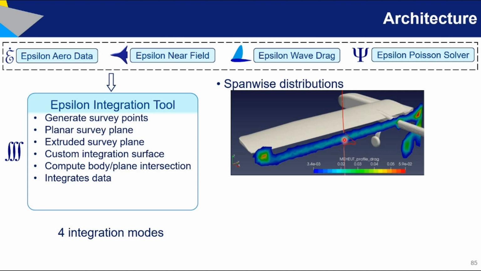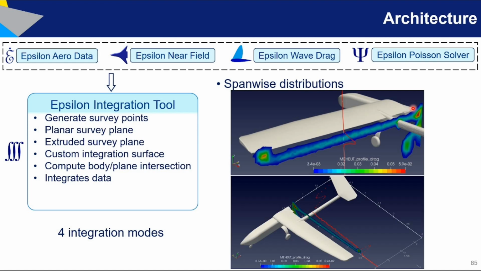Of course, I do the same for several stations all along the span, and the resulting values can be plotted in order to obtain the span-wise distribution of the profile drag. And this is what I get here. This is the same wake that has been integrated at multiple points all along the span, so I can visualize the local profile drag at each station all along the span.